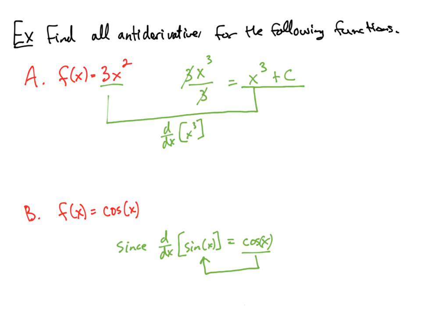So the antiderivative here, we're going to say sine of x plus the constant c. Okay, and again, if you're unsure, take the derivative of what we ended up with, sine of x plus c, and we'll see that we end up at our original function.